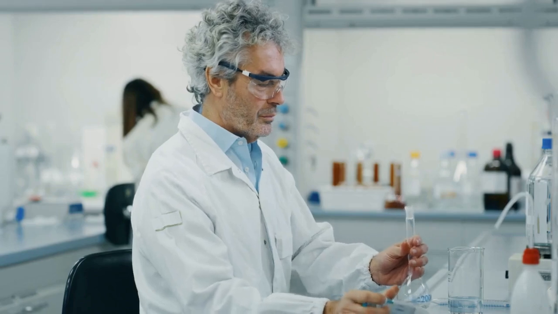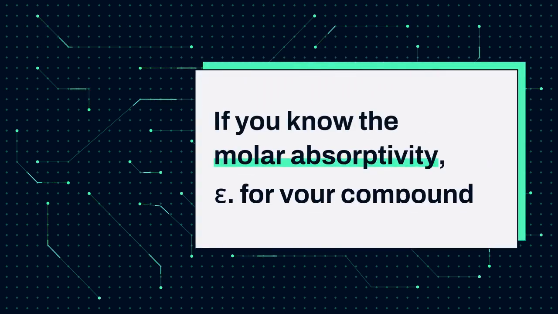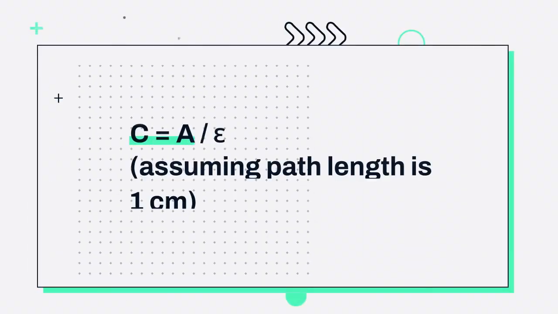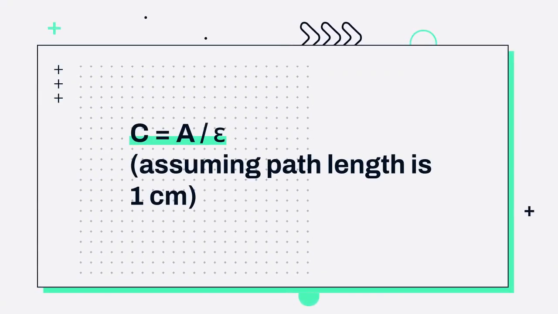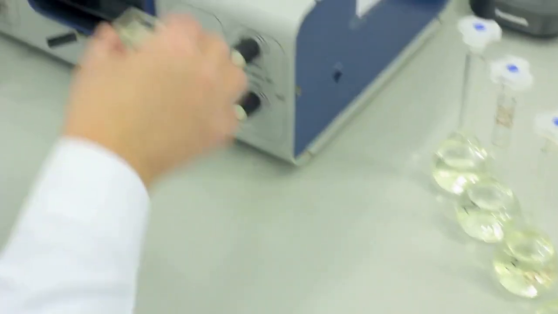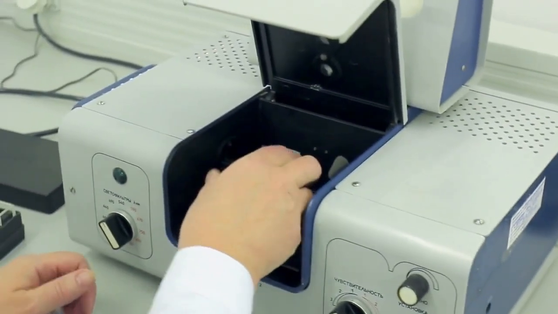While the calibration curve is the best method, there is a shortcut. If you know the molar absorptivity, epsilon, for your compound from a reliable source, you can rearrange the Beer-Lambert law to directly calculate concentration, C equals A divided by epsilon, assuming the path length is 1 centimeter. However, this is often less accurate, which is why the calibration curve method is preferred.